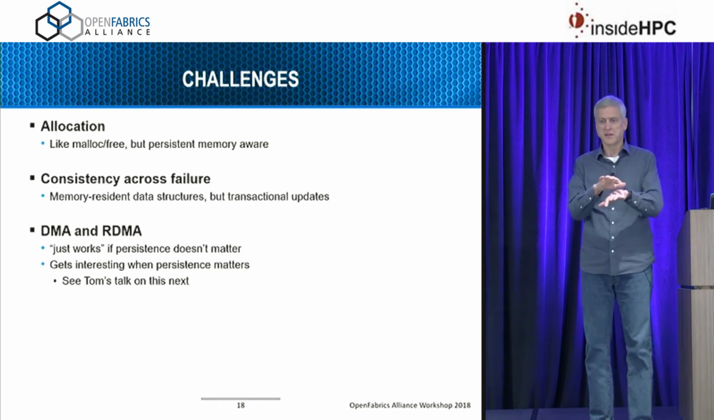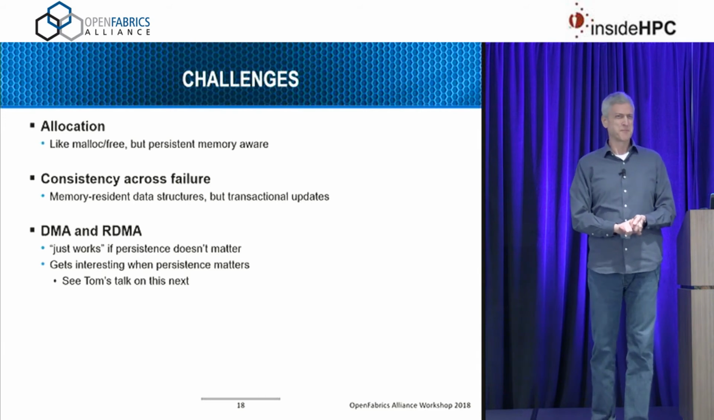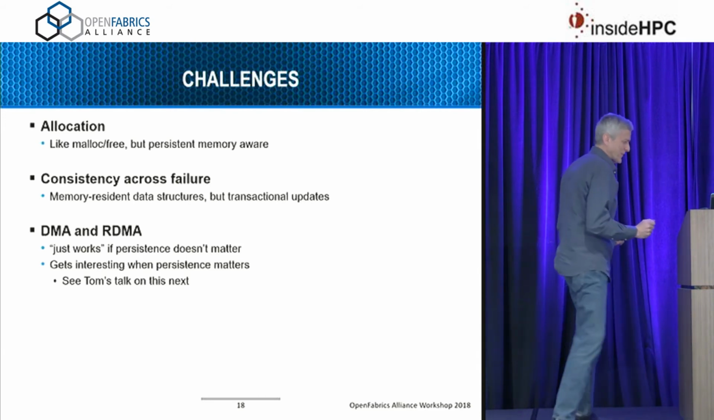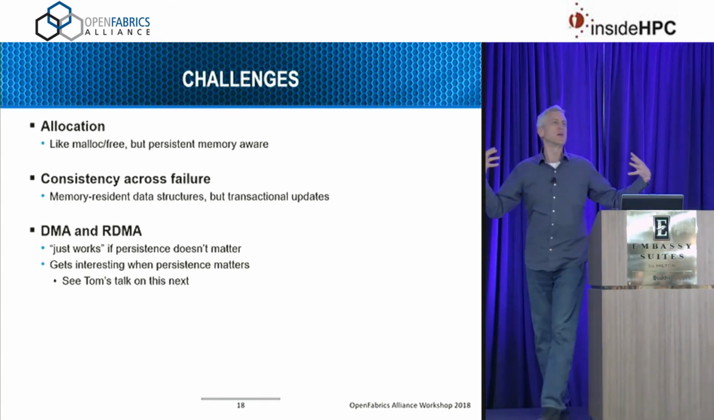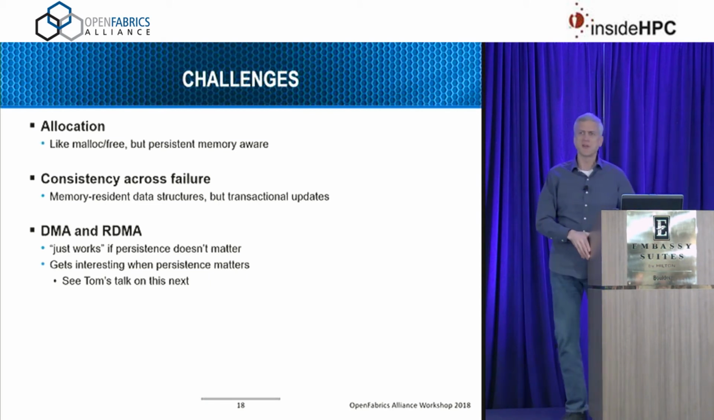It probably has pointers that are invalid or maybe memory that's leaked. And the only thing worse than a memory leak is a persistent memory leak, right? So yeah, you need an allocator. You need a persistent memory-aware allocator. You want some sort of consistency across failure, some sort of transactional updates.